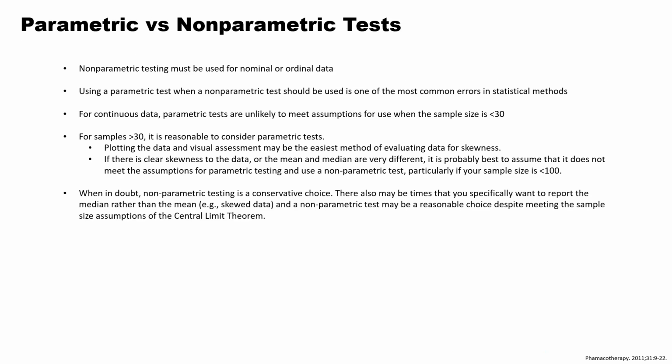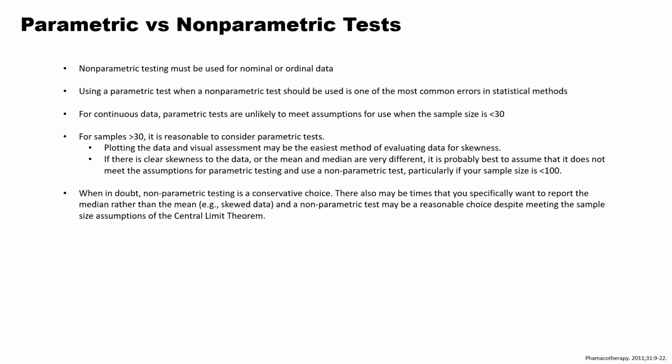So non-parametric testing must be used for nominal or ordinal data. So when we're talking about the use of parametric versus non-parametric testing from this point forward, we're really referring to continuous data. Using a parametric test when a non-parametric test should be used is one of the most common errors in statistical methods. For continuous data, parametric tests are unlikely to meet assumptions for use when the sample size is less than 30. For samples that are greater than 30, it's reasonable to consider parametric testing.